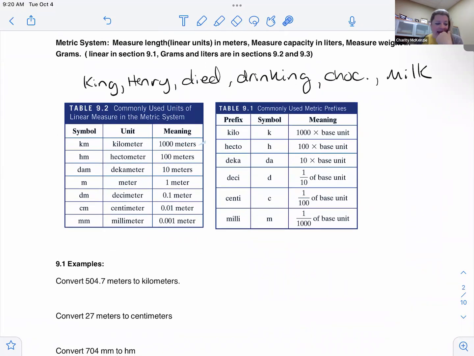So we can look at this as, how does your book show it? Your book shows it as if you move up a base, like if you're going upward from one to the other, you're going to divide by 10.